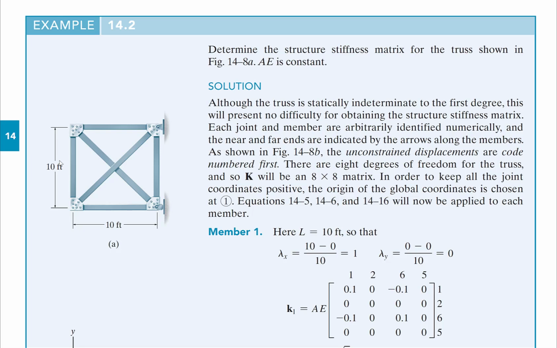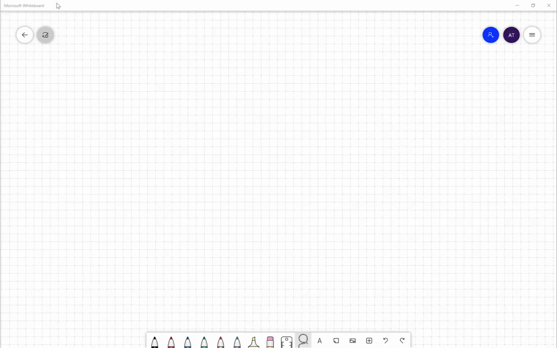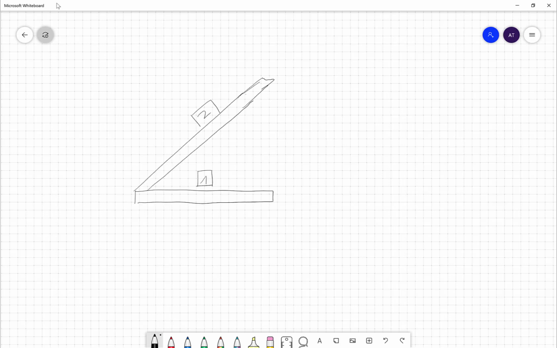Example 14.2, determine the structure stiffness matrix for the truss shown in Fig 14-8a. AE is constant. This truss is kinematically indeterminate. Each joint and member are identified numerically. Members are specified by a number within a square.